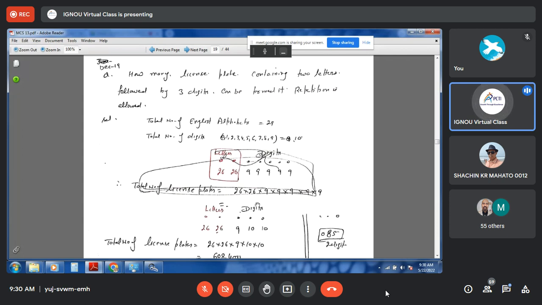The problem is the digits. Why is it a problem? The problem is 0. See, on the right-hand side, 085: is it a 3-digit number? No, it is a 2-digit number. So the problem is that you cannot write 0 here.